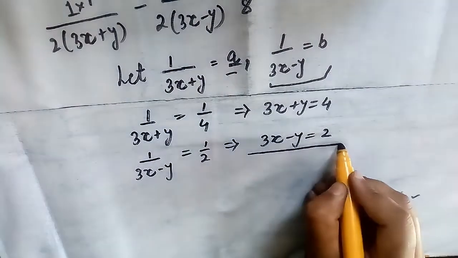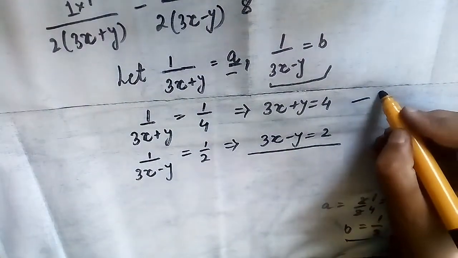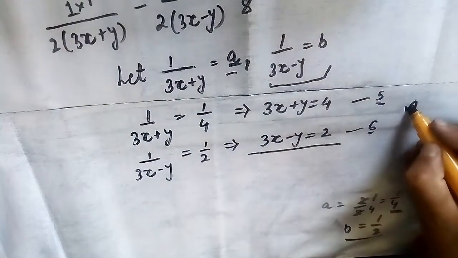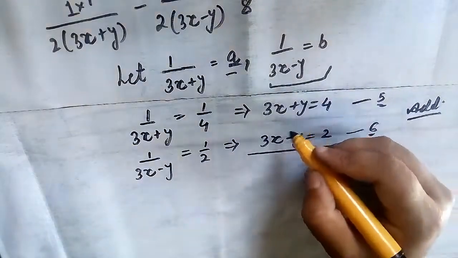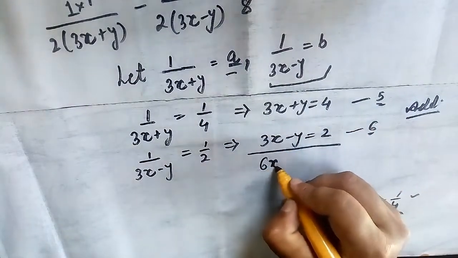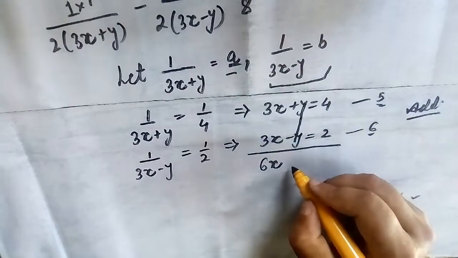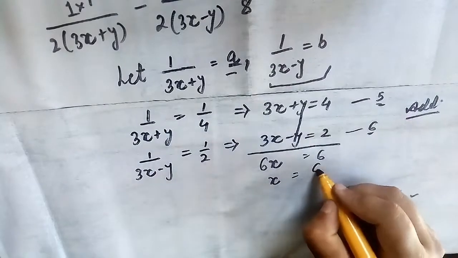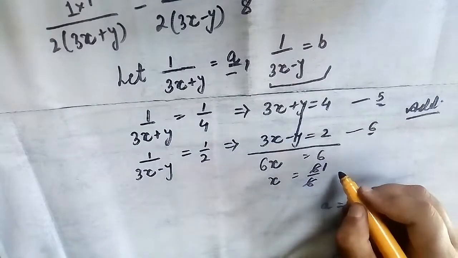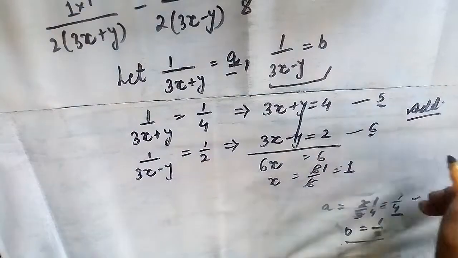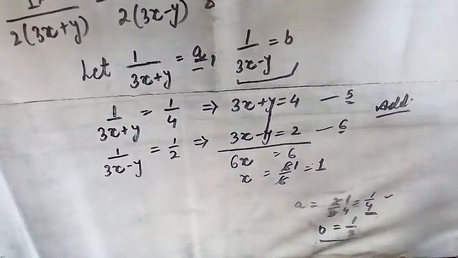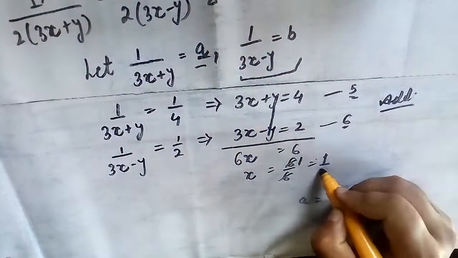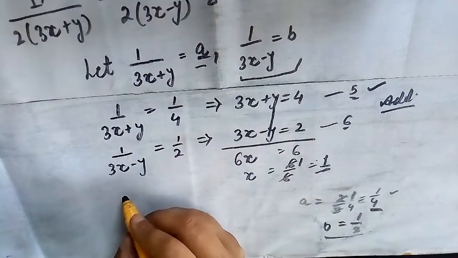So again you are getting a pair of linear equations. Name them equation number 5 and equation number 6. Solve them now. You can see the coefficients of x are the same and the coefficients of y are also the same, but their signs are opposite, so add them. 3x plus 3x is 6x, and 4 plus 2 is also 6, and x equals 6 upon 6, that is 1. Now replace the value of x in either of the equations, 5 or 6, to find out the value of the second variable.